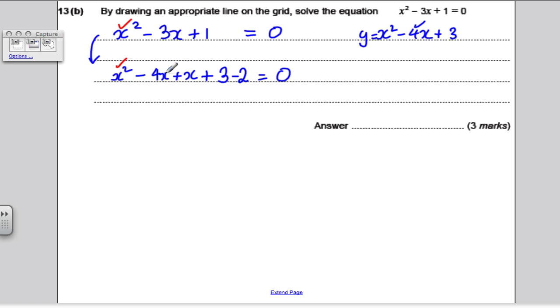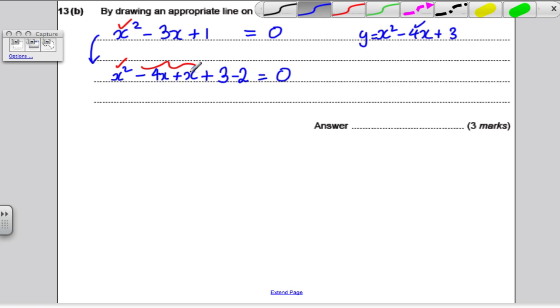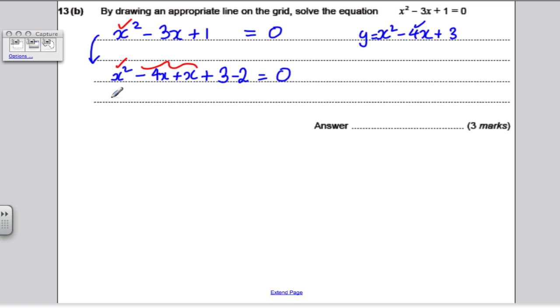The minus 3x is minus 4x plus an x, so these two are equivalent. And then the 1 is 3 minus 2. Now we can break this up into the equation here. We've got an x squared. Let's take the 4x and let's take the plus 3. That's starting to look like the equation we had on the other side of the page. And we've got left over a plus x and a minus 2. And all of those are equal to 0.